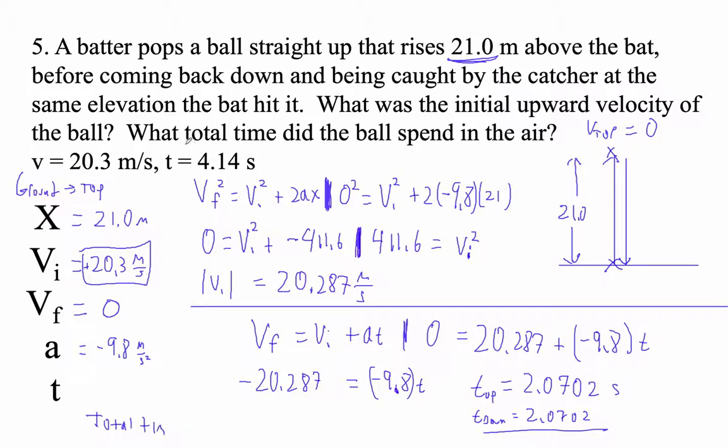Notice it asked for the total time, right? Total time is 2 times 2.07, which is 4.14 seconds. Yeah? Okay, so just remember, if you figure out the time to the top, the total time in the air is twice that, okay?